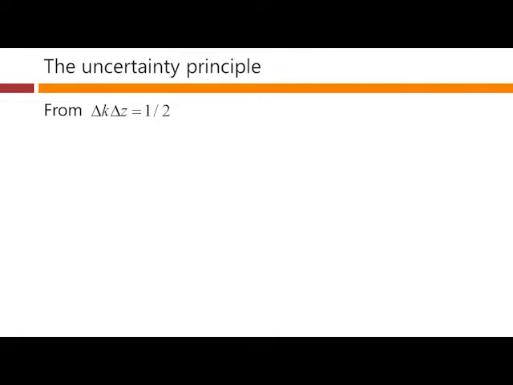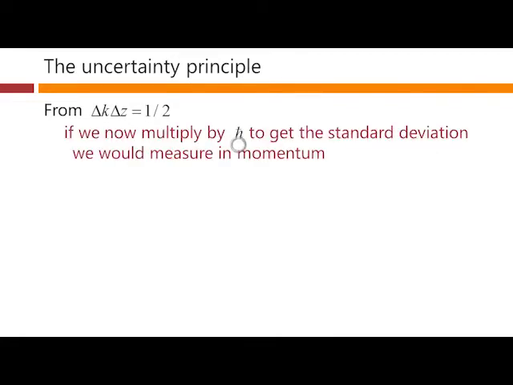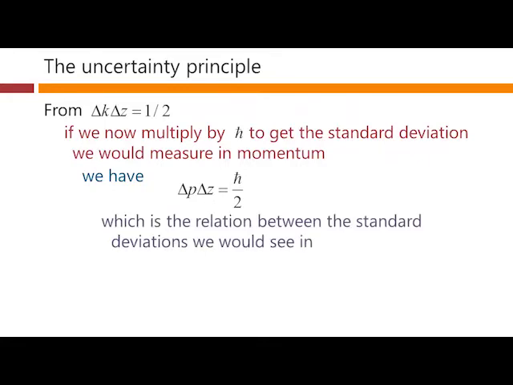From this expression here, then we can multiply by ħ, and that would get us, for ħk, the standard deviation we would measure in momentum. We could call that standard deviation in momentum, ħ times delta k. We could call that delta p. And then this expression, delta k, delta z equal to 1/2, turns into this one. Delta p times delta z equal to ħ over 2.